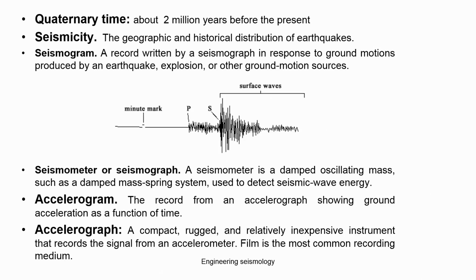If we record only acceleration, the record which shows acceleration versus time at a particular location is called an accelerogram. A record of an accelerograph is called an accelerogram. The accelerograph is a compact, rugged, relatively inexpensive instrument which can record an acceleration signal, the acceleration due to that particular vibration.